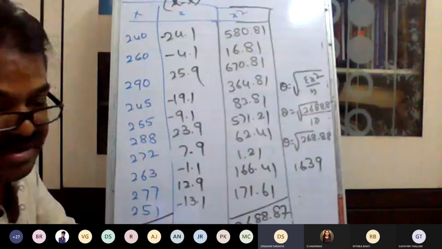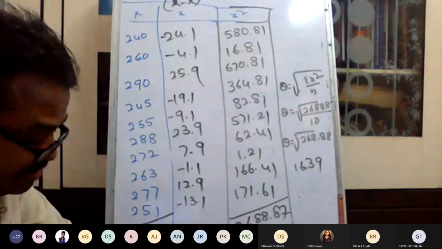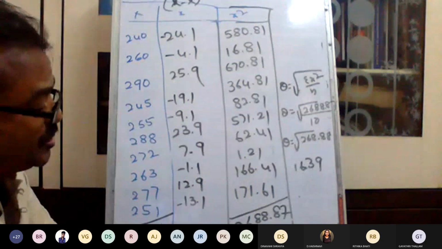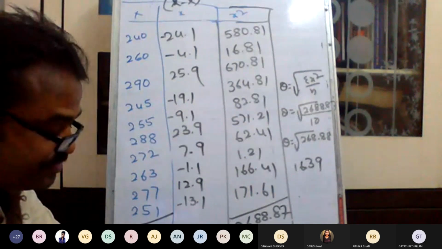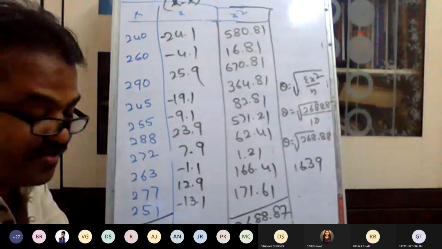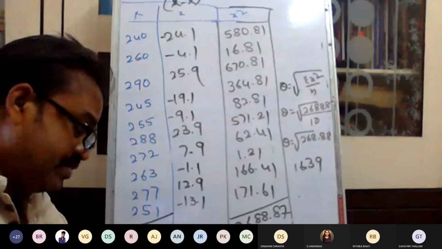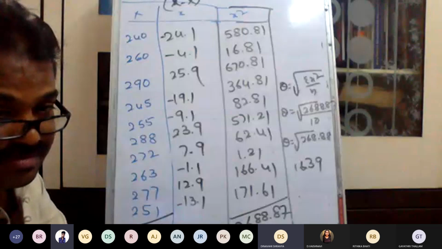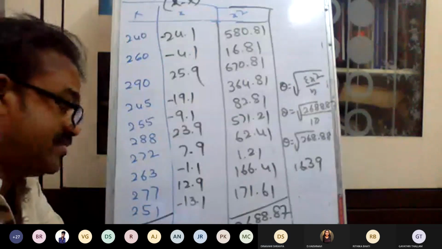So this value is a very high standard deviation. It means among the marks, from one mark to another mark, there is too much deviation. So this deviation is from which method? Standard deviation, but from the arithmetic mean method. Correct?